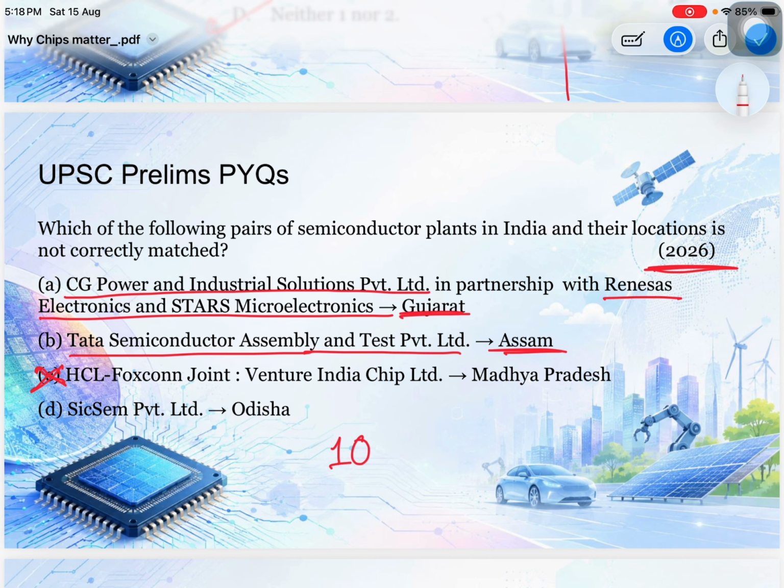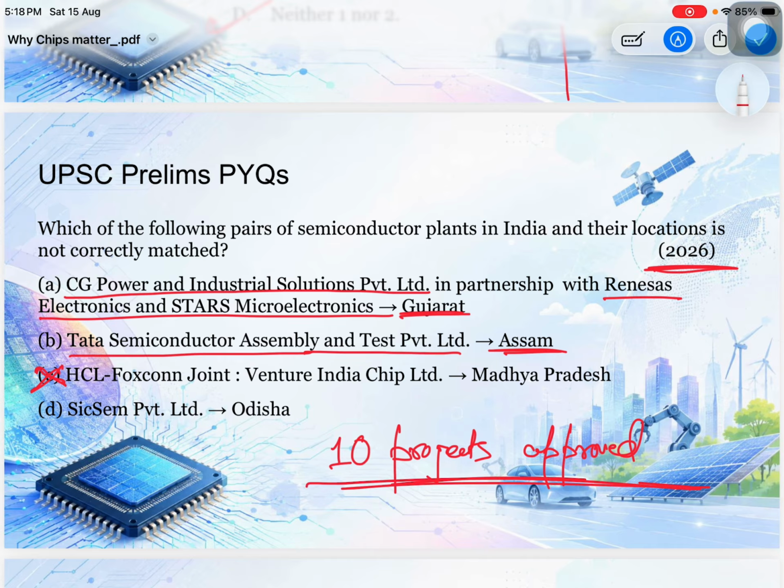You must be remembering there were 10 projects approved, which I told you would be a really nice note and homework for you to remember all 10 of them, because a direct question in this year's UPSC prelims has been asked, and this HCL Foxconn joint venture was actually the wrong answer because it has been set up in Jewar. The name of the place is Jewar in UP. Jewar in UP and not in Madhya Pradesh. So, actually the right answer is C, because it is not correctly matched.